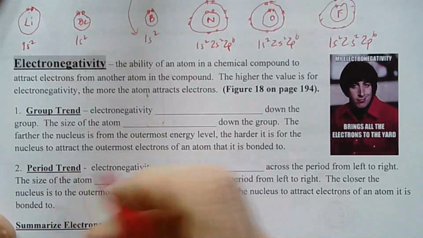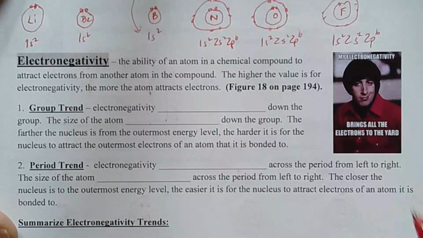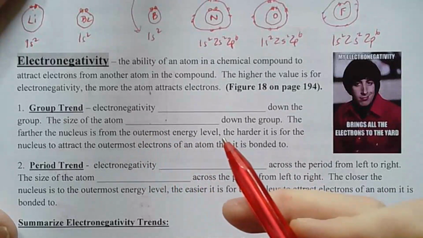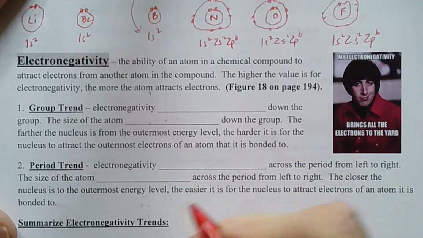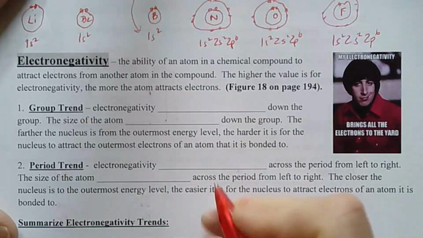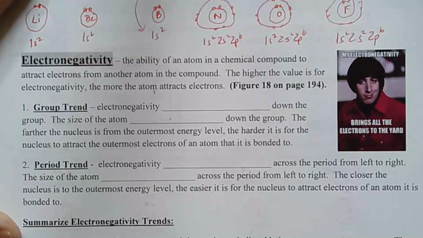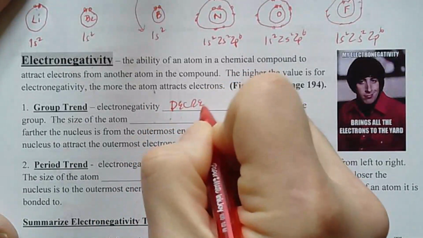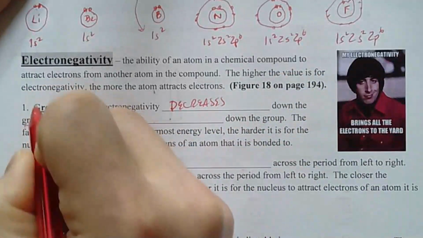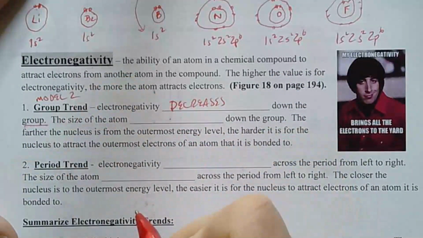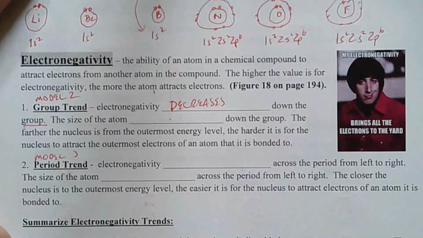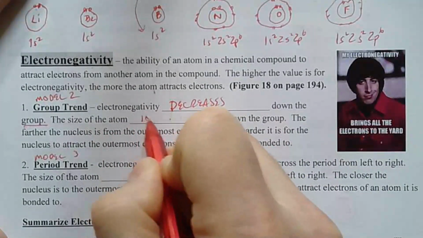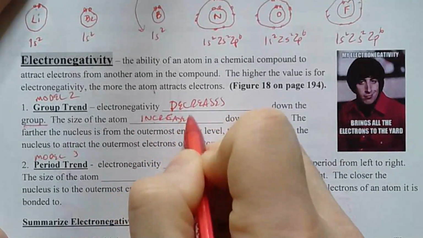So the group trend and the period trend, this is going to track along with the ionization energy, because again, the smaller the atom, the larger the electronegativity is going to be, because the smaller the atom, the more force of attraction between the nucleus and its outermost electrons. Okay, and so what that means is electronegativity decreases as you go down a group. This is model 2 from that activity in class, where the period trend is explained by model 3. And the size of the atom increases as you go down the group.